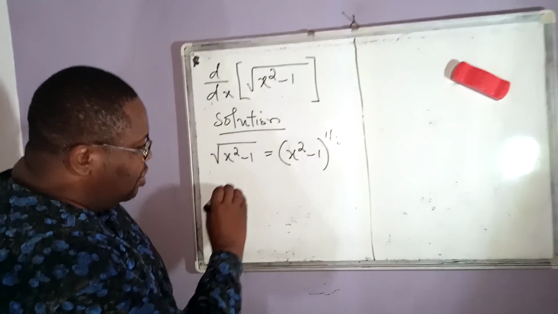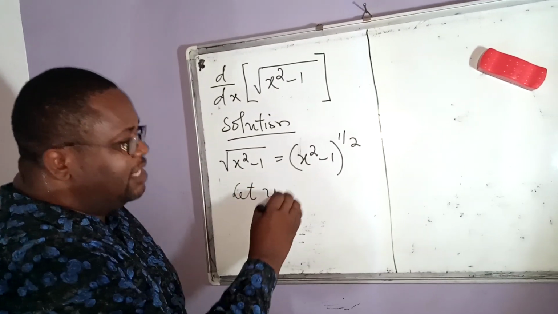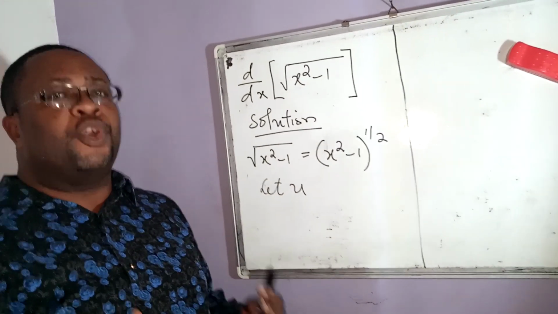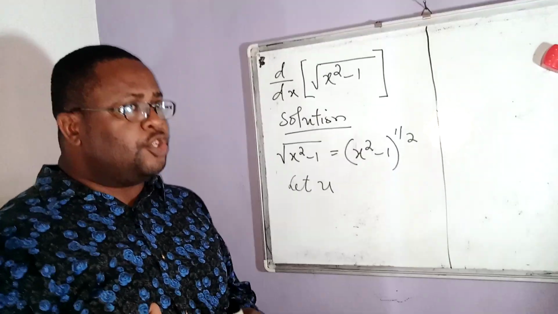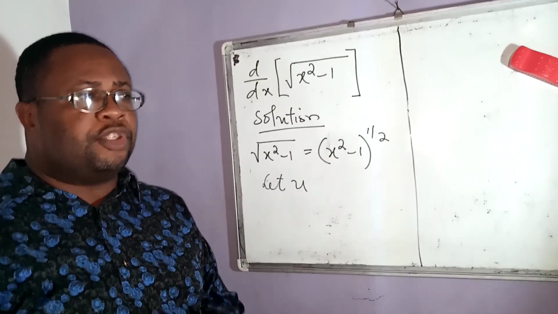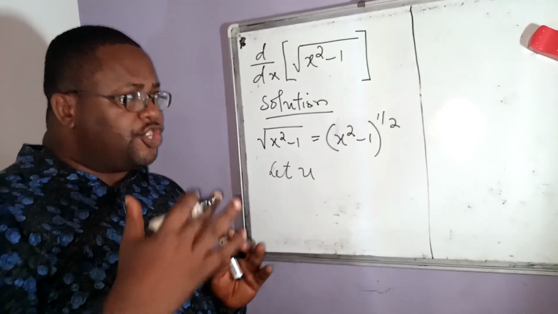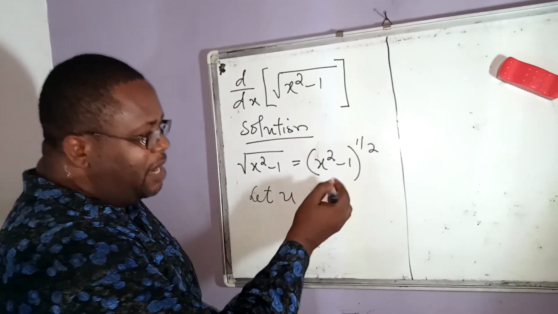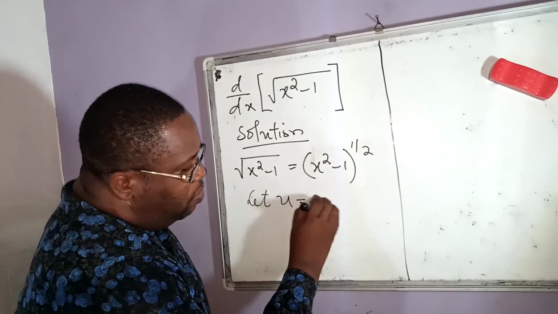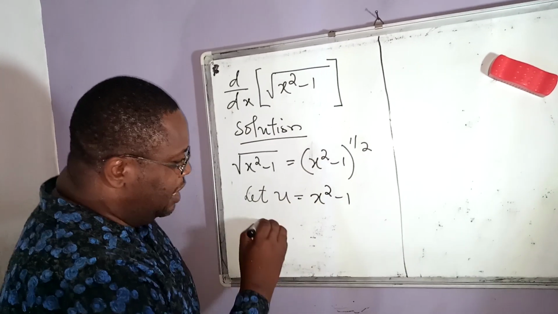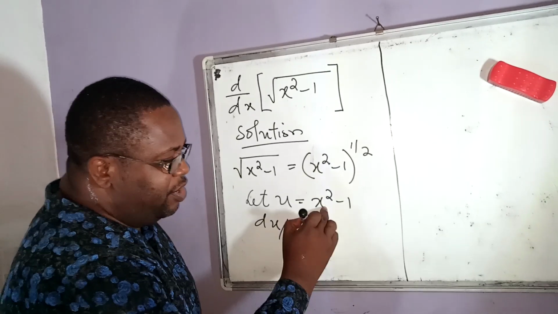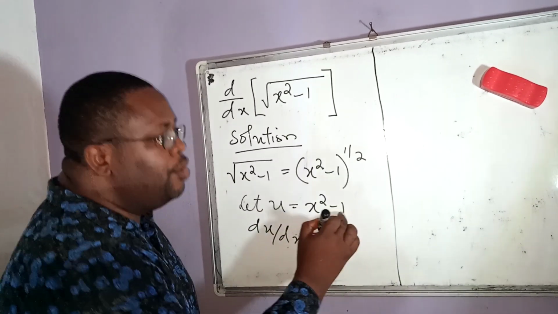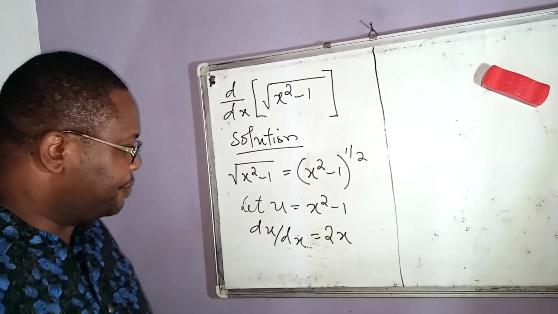Now we proceed. This is a typical example of what we call a function of a function, and the differentiation rule to be applied here is the chain rule. So we say let u be equal to x squared minus 1. Then when we differentiate u with respect to x, we get 2x. Differentiating minus 1 gives 0.